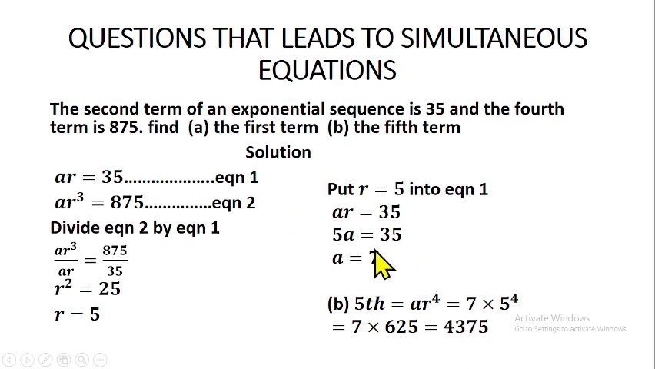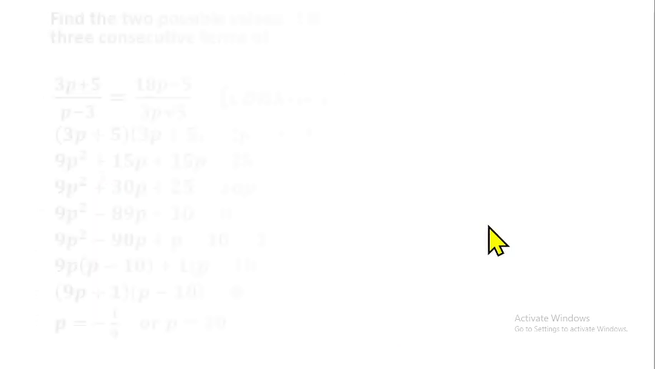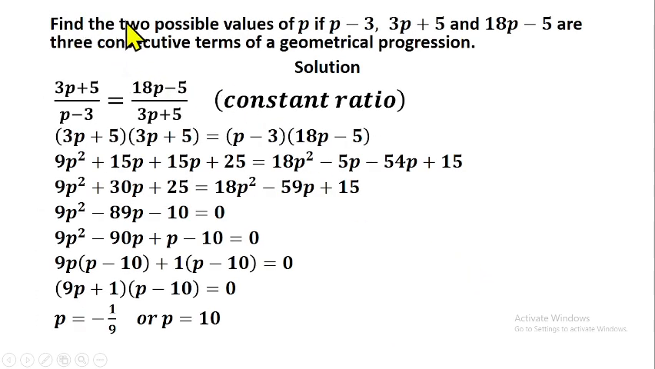You can see that the question is very simple. Let's see another one. Find the two possible values of p if p minus 3, 3p plus 5 and 18p minus 5 are 3 consecutive terms of a geometrical progression. You have seen this kind of question under arithmetic progression, where we are asked to find the value of x, and we use the idea of a common difference to find it. But here, what are we going to use to find it? We are going to use the idea of a constant ratio.